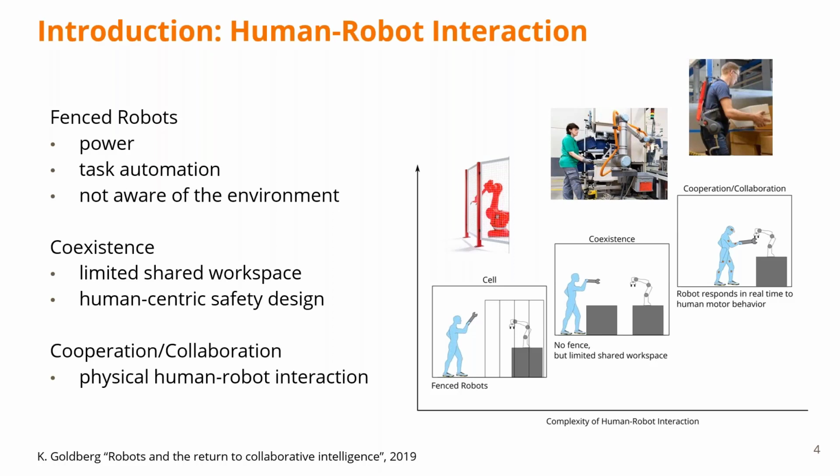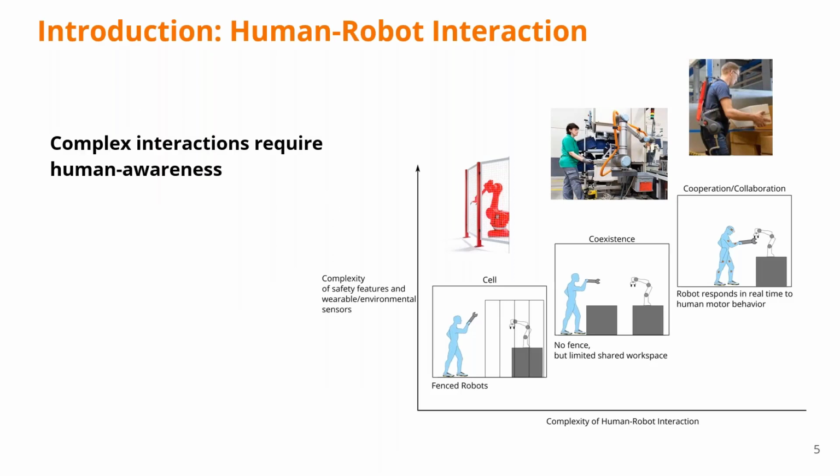Therefore, over the years, we have seen this ever-increasing complexity in human-robot interactions. And as we can see in the figure, the more complex the interaction between them is, the more human-aware the robot now has to be. Robots that are not ready for interaction are completely agnostic of humans and require only a fence to ensure the human safety.